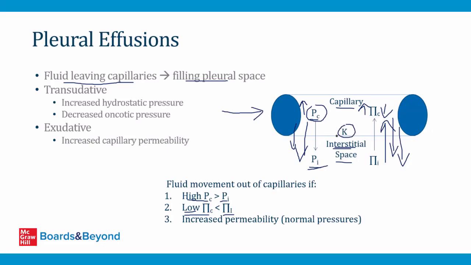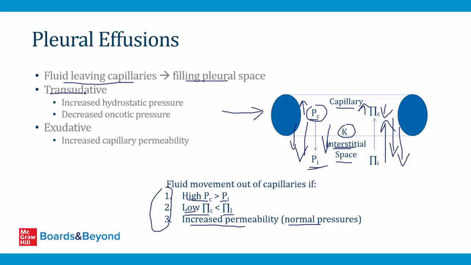And so if that goes up, that means that leaks or spaces occur between the cells lining the capillary. And so anytime you get increased permeability, then you can get fluid leaking out, even if the pressures are relatively normal. This process has nothing to do with differences in hydrostatic or oncotic pressures. It has everything to do with increased permeability. So the bottom line here is these three things can cause fluid movement out of capillaries. Make sure you understand this for Step 1. This is what they're going to want you to know about pleural effusions.